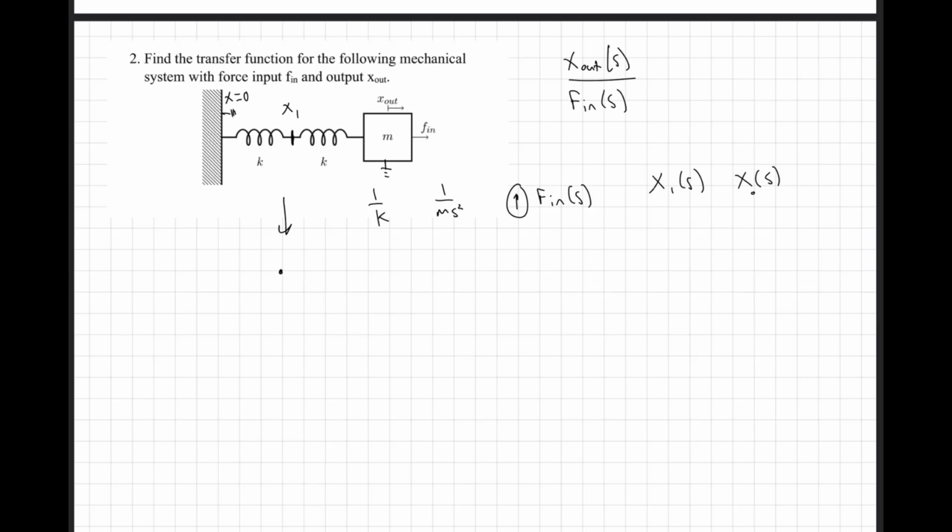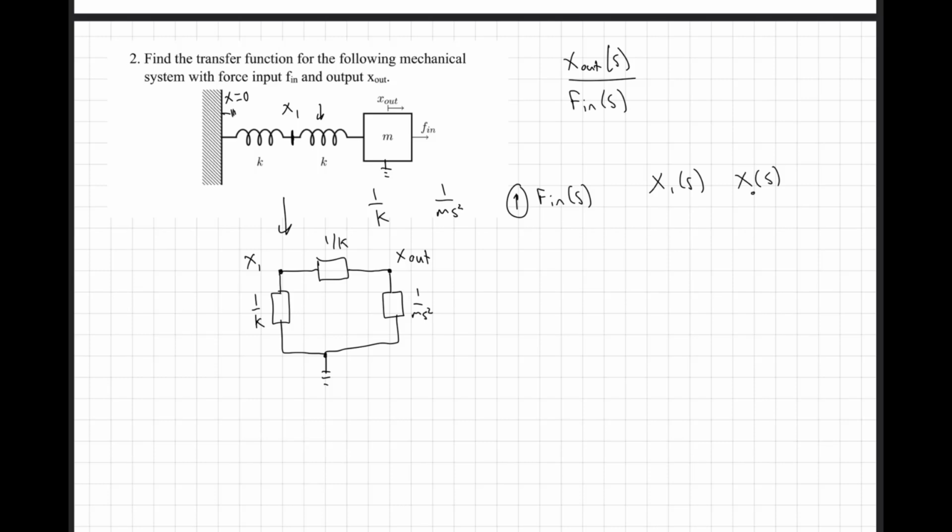So we'll draw out our nodes. We have x1 here. We have x2 here, or let's say x out. We have a ground node. Mass is going to be connected to that ground node, so 1 over ms squared can be connected to ground. We have a spring here, K, connected between x1 and x out. So let's go ahead and add in an impedance here. That's 1 over K. And then we have x1 connected to ground. That's another spring, 1 over K, connected to ground.